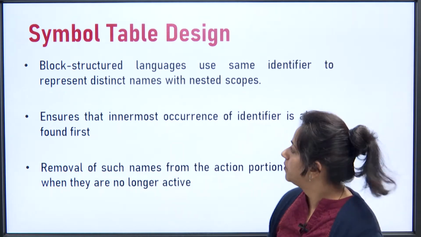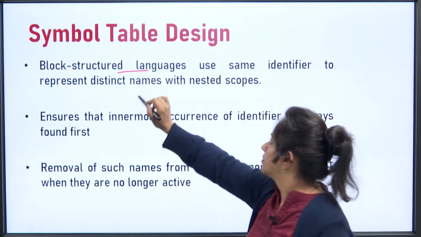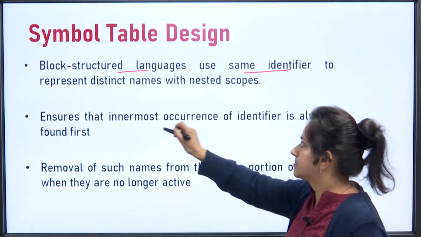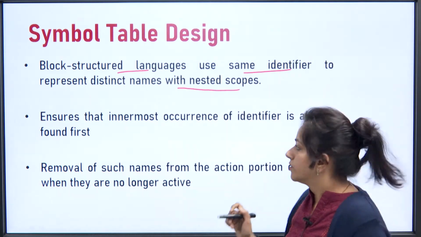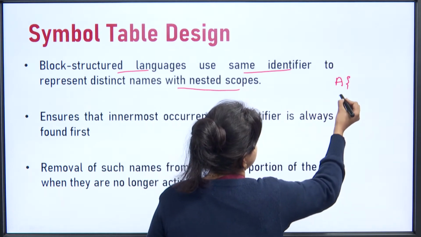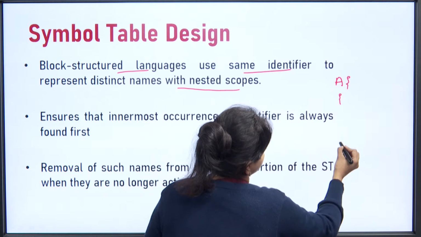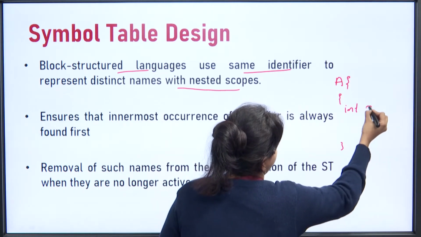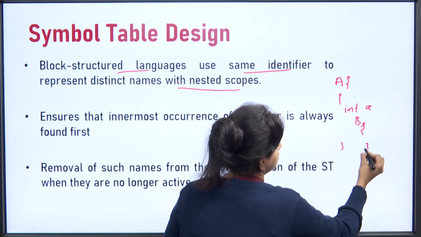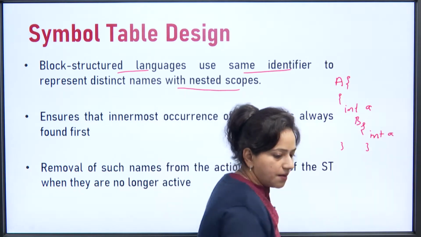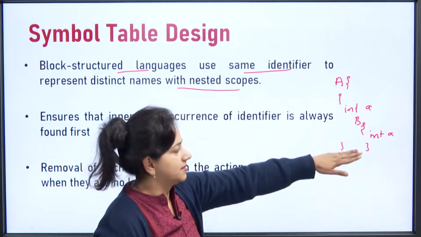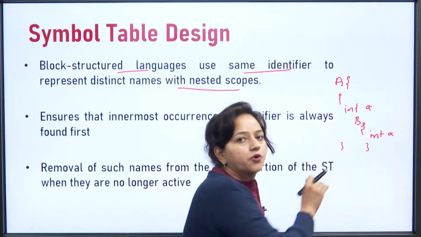Now, if you talk about the block structured language, so block structured language uses the same identifier to represent distinct names with a nested scope. So, suppose we are taking one example, suppose this is block A and it is using some variable, suppose int A, and inside that again there is another block B and suppose it is using again an integer A. So, in a block structured language, the same identifier can be used at multiple places, and this A and this A both are distinct.